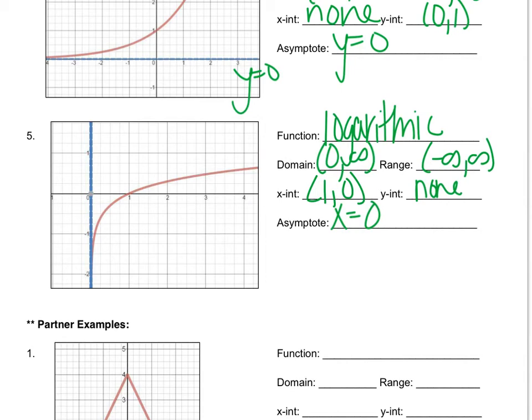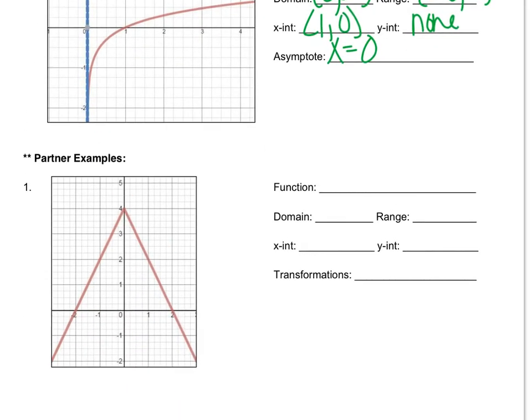Alright, so I know it says the examples are partner, but I'm going to do one more on here, and then after that you can go ahead and pause the video and try the next 4 examples on your own, and then go ahead and play and see if your answers match up. So let's first do the partner example together.